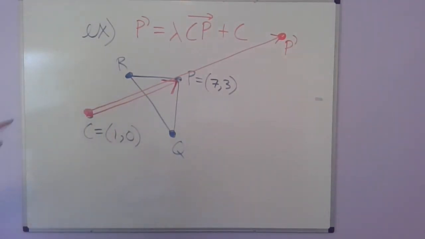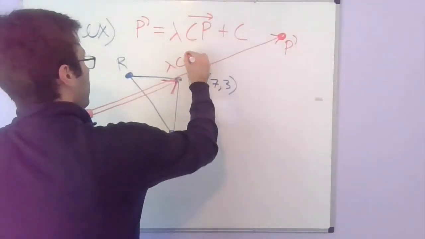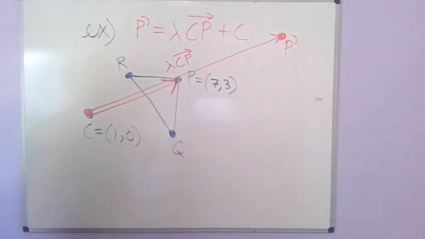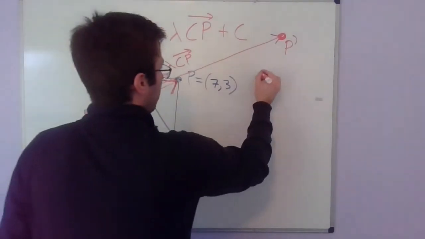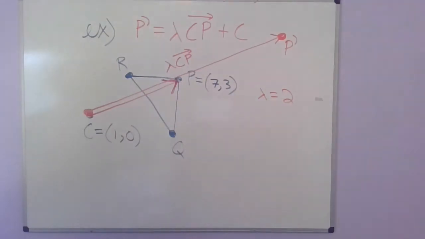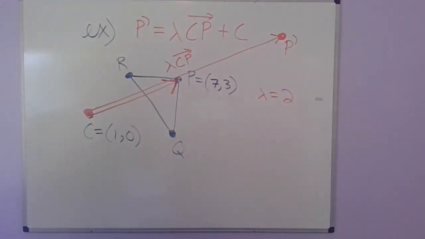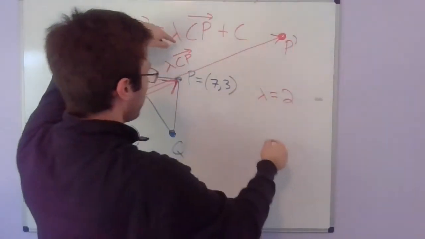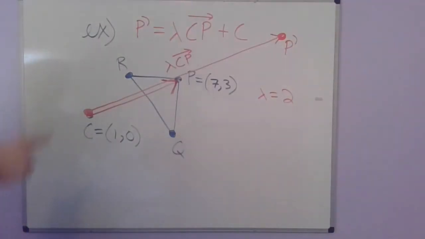So this would be lambda times CP. That's that vector right there. And again, we're just going to say lambda is equal to 2. So where would the point P prime be located in space? And again, this whole triangle gets mapped in this way. Every single point along it gets twice as big. But we're just focusing in on one point at a time here.